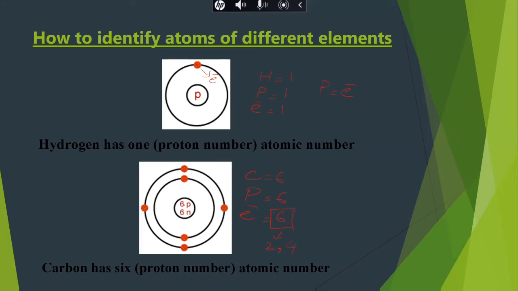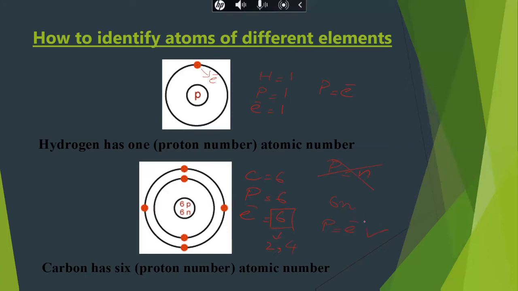2 electrons in the first shell, 4 electrons in the second shell. Overall, 6 electrons, 6 protons and 6 neutrons. But it doesn't mean that the number of protons should always be equal to the number of neutrons. No, this is not the rule. The rule is that the number of protons should always be equal to the number of electrons. Okay, this is the rule.